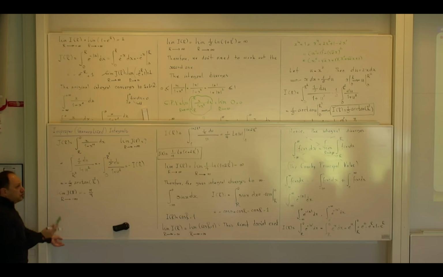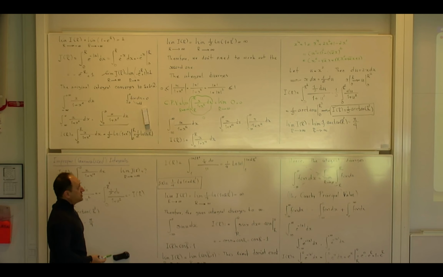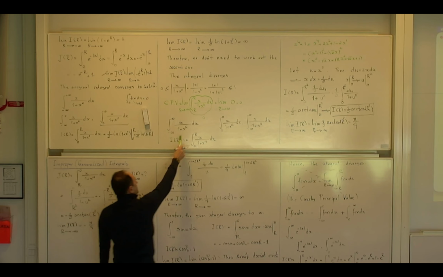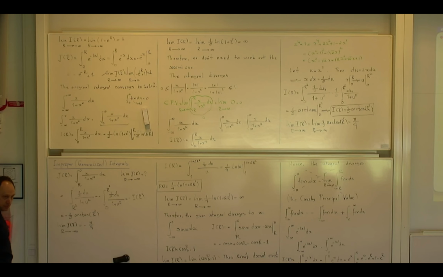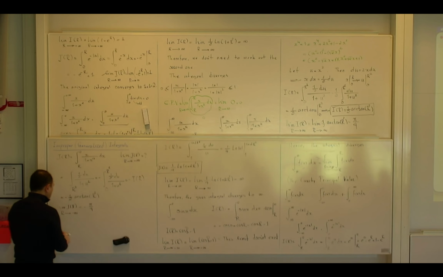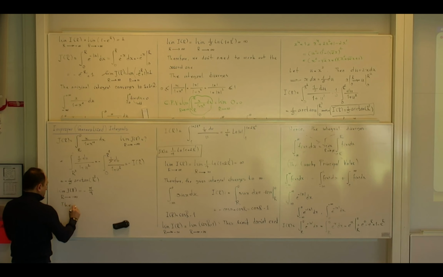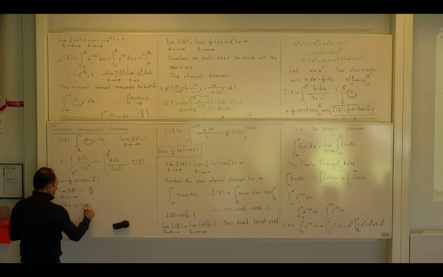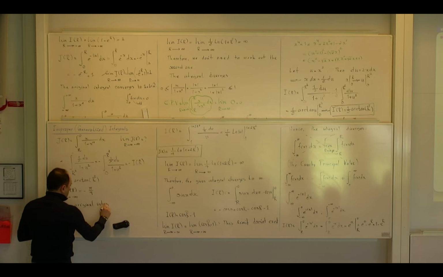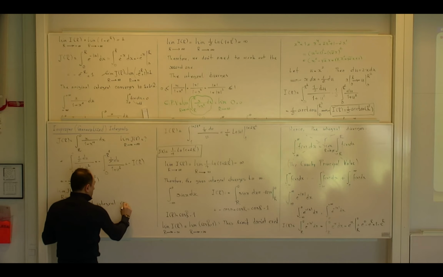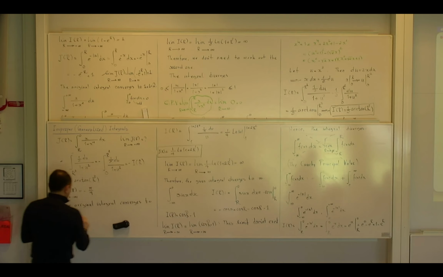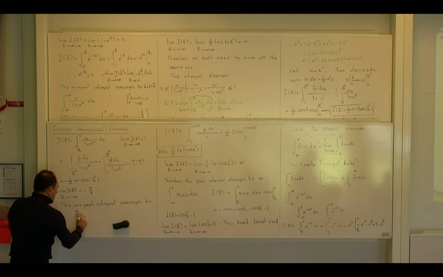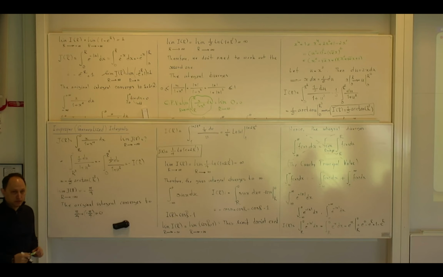So can you just wrap it up? What is the answer to the main problem? If someone gives you this in the exam, what do we say? 0. Yes. So I would say that the original integral converges to pi over 4, which is the first one, plus minus pi over 4, which is the second one, and is equal to 0.